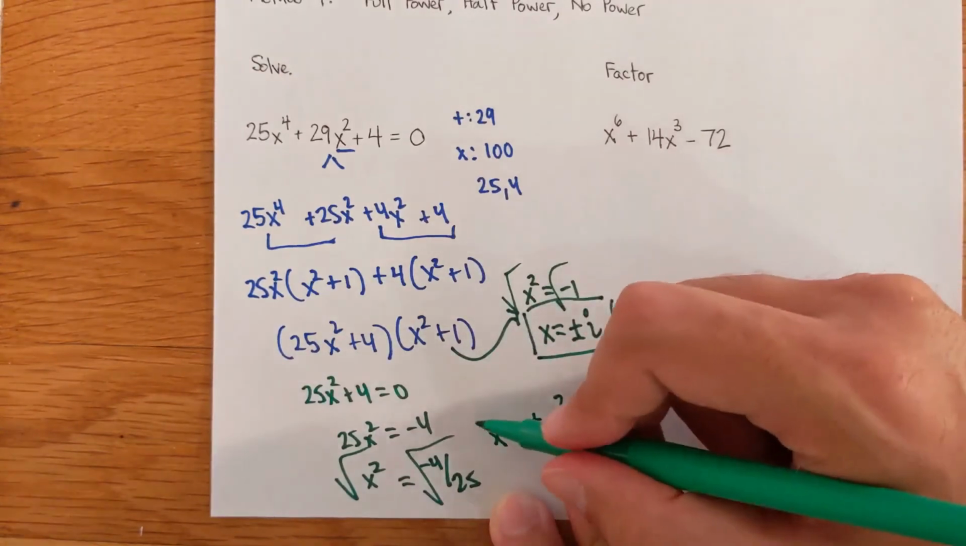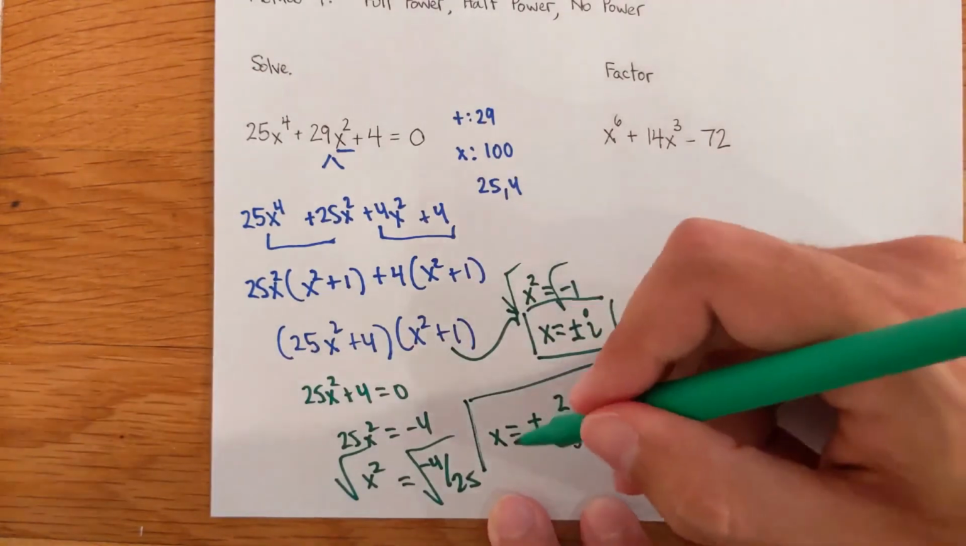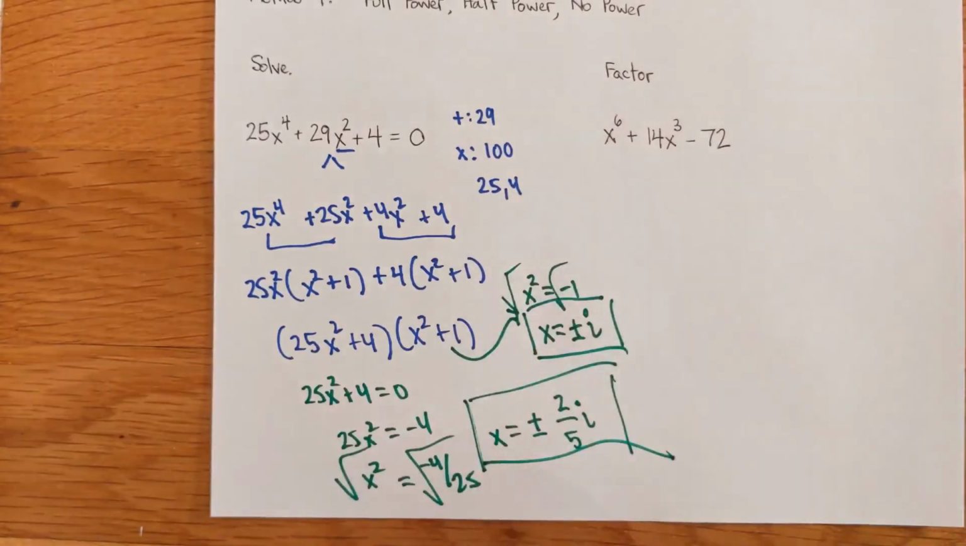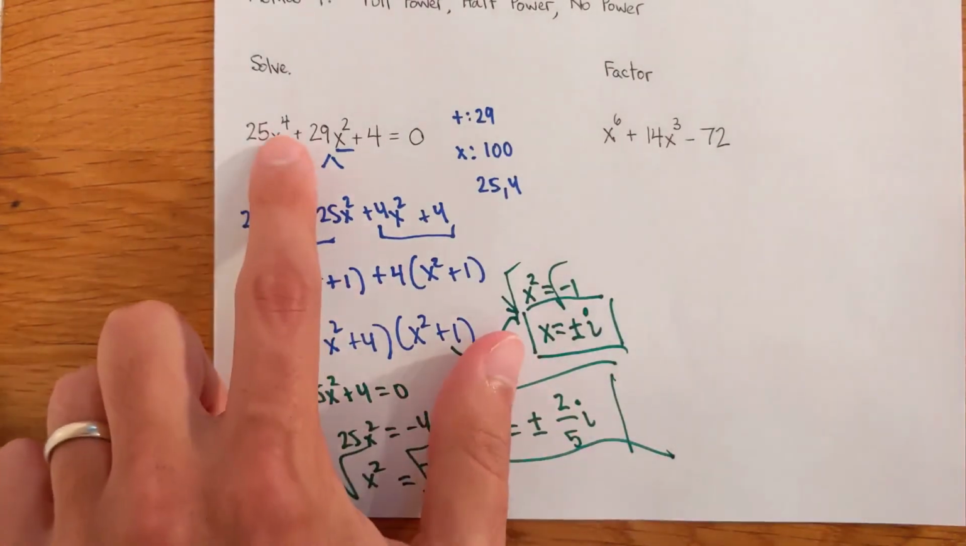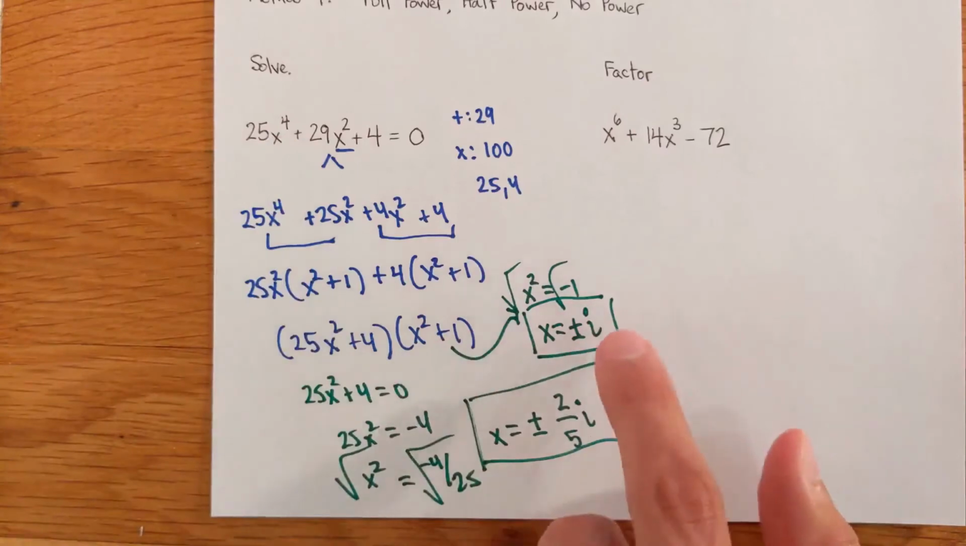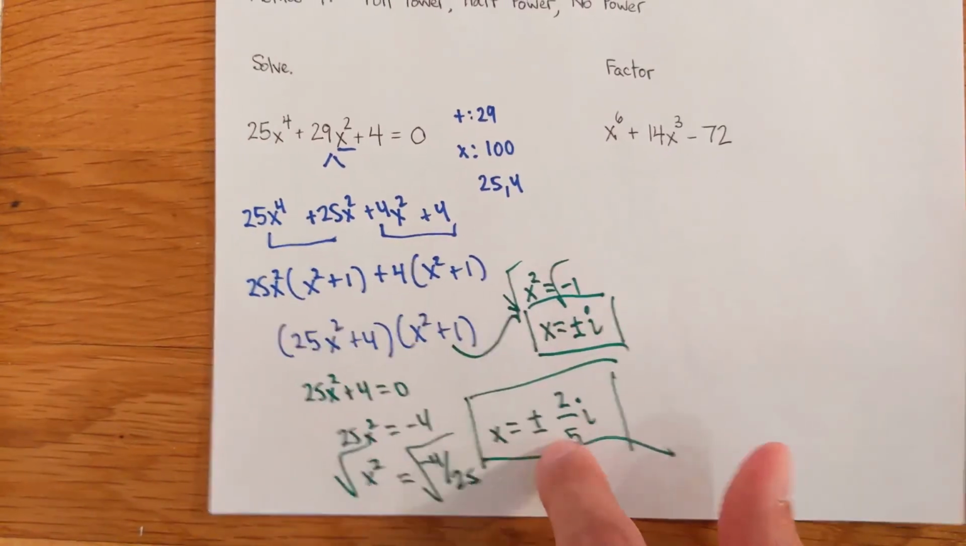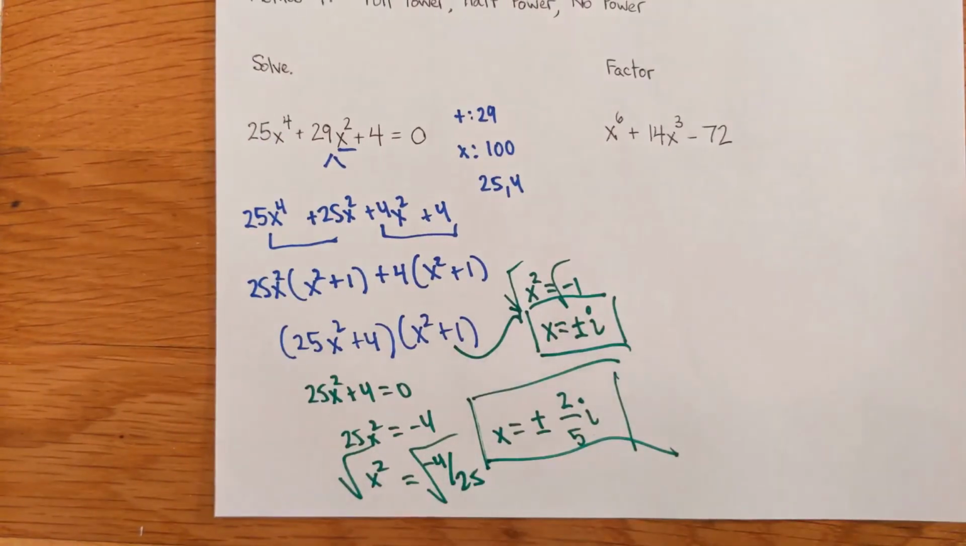So I box up my answers right here. Have I found all of my answers? I was supposed to have 4 answers. I have 1, 2, 3, 4 answers because of the plus or minuses. So yes, I do. Problem is over.